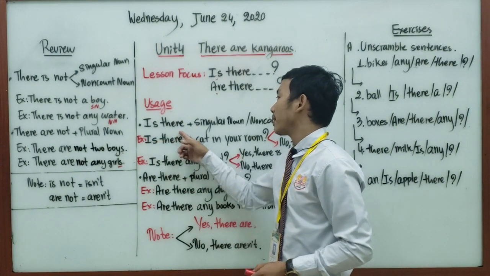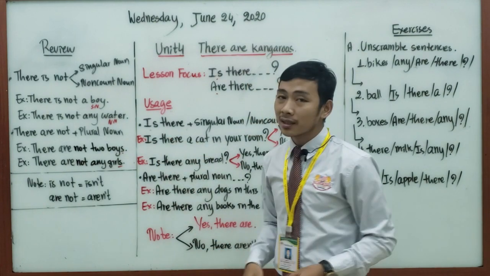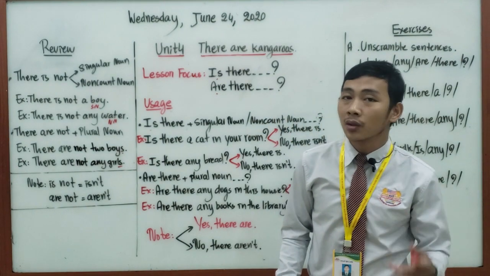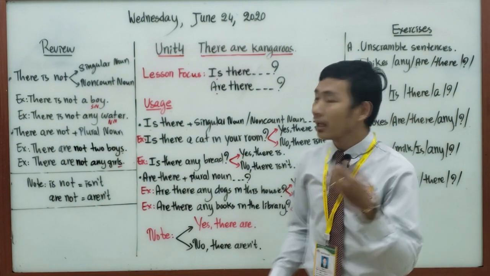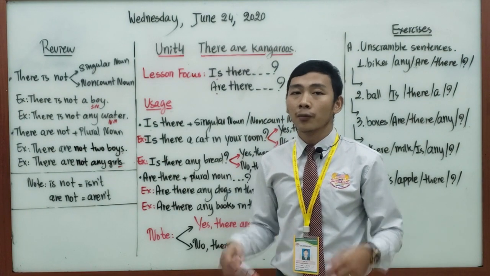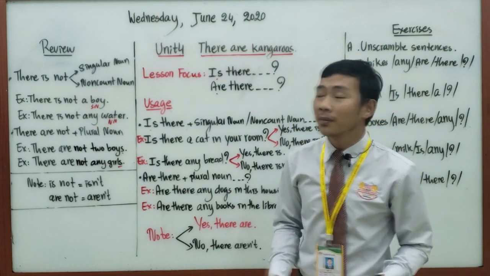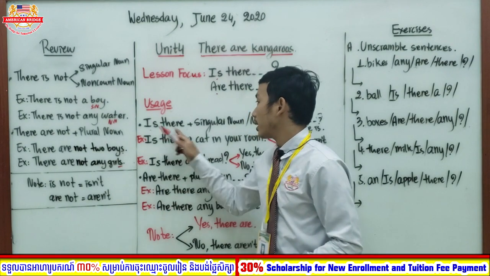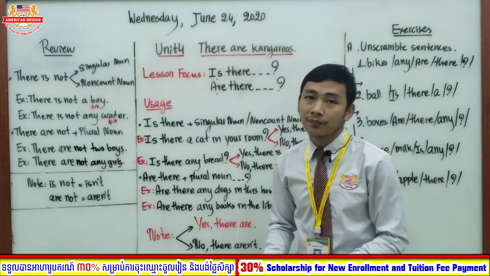Why do we put is there? I told you at the moment, to make a question sentence we need to put is or are before there. But if it is negative, where should we put is and are? We put them after there, right? But if it is a question like this, we need to put is and are before the word there. And the way to use it is still the same.